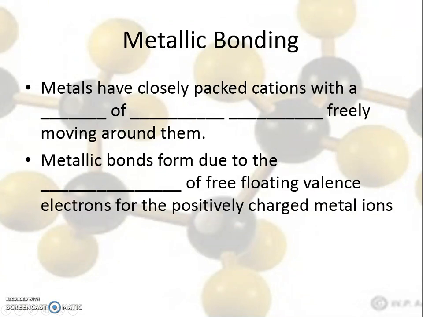Okay, metallic bonding. Metals have closely packed cations with a sea of electrons freely moving around them. Oh, sea of loose electrons. Sorry. All right, metallic bonds form due to the blank of free-floating valence electrons for the positively charged metal. I don't know. The sharing of freely floating valence electrons has to be what goes in there, because I can't think of another word that goes in there.